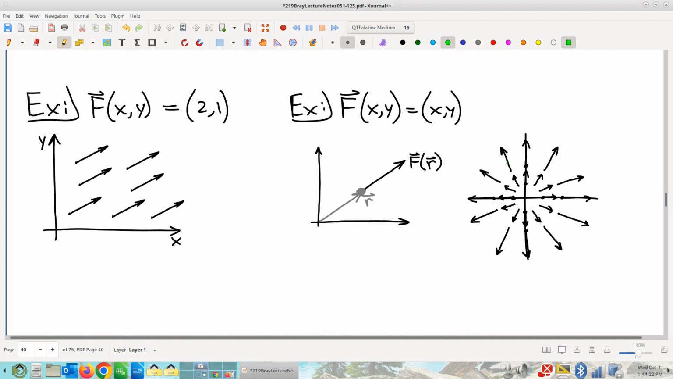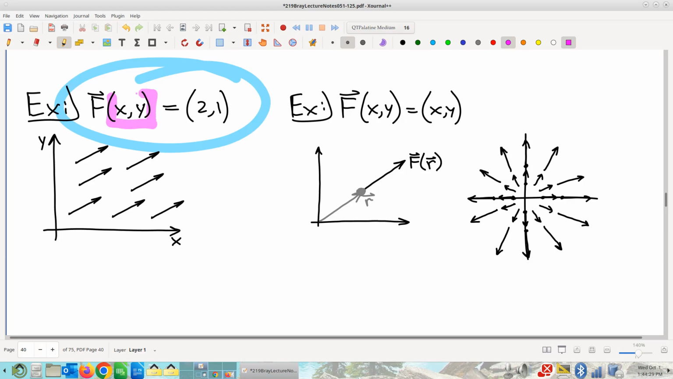Okay, so here are a couple of algebraic examples. Let's talk about this vector field right here. And keep in mind the input you imagine as being a point.